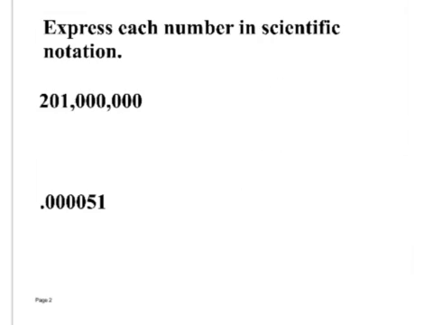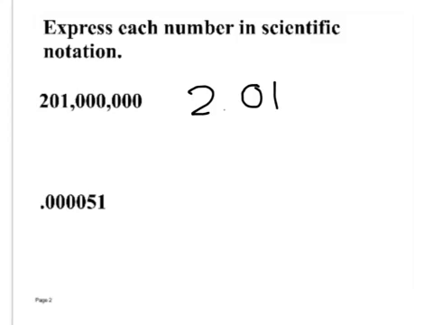Write this down. Express each number in scientific notation. So they give us 201 million. We're supposed to write that in scientific notation. We don't do 201 times. We actually write the decimal behind the first number, so it would be behind the 2. We write everything behind it that's a significant number. Zeros are not significant, but the 1 is. So we write all the way to the last significant number, which is the 1. We do not need to write the rest of the zeros.